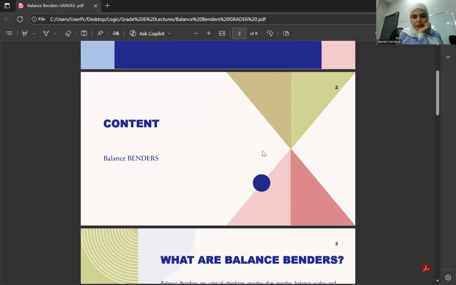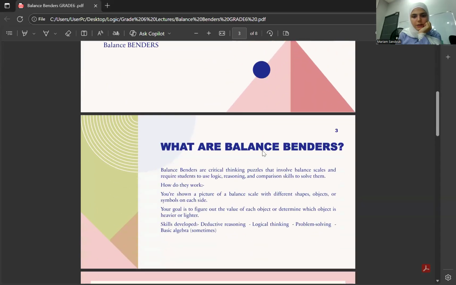Okay. So what do we mean by balance vendors? Balance vendors are critical thinking puzzles that involve balanced scales. We will use a scale and require students to use their logic, reasoning, and comparison skills to solve them.